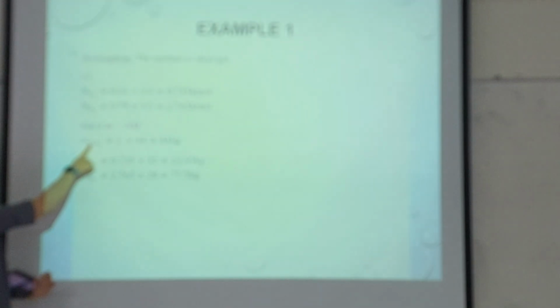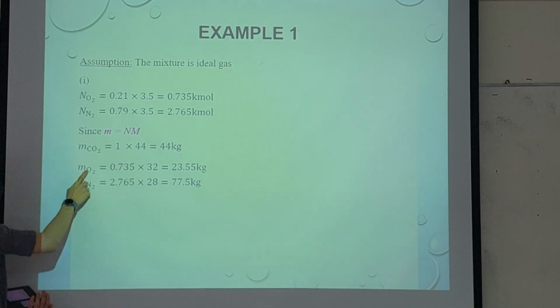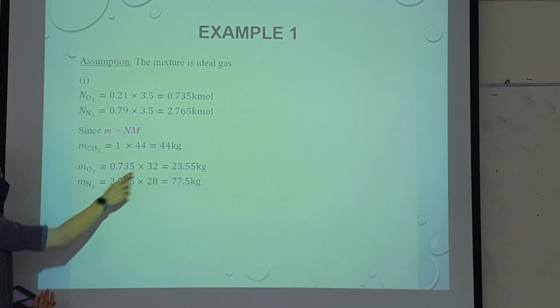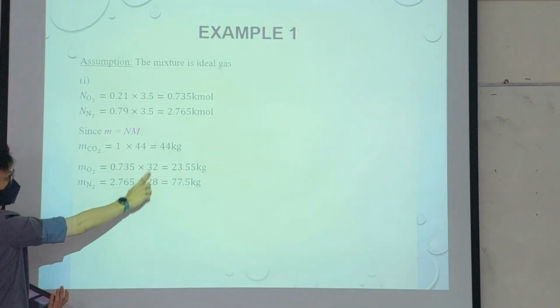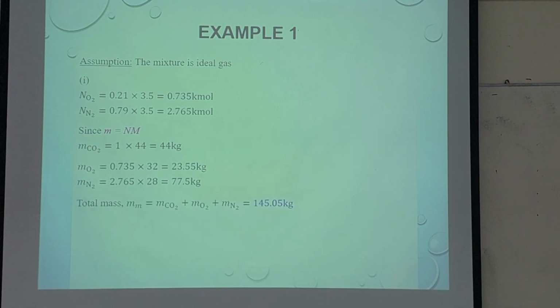So carbon dioxide is 12 plus 32, so 44. Oxygen, 16 times 2, 32. Nitrogen, 14 times 2, 28. So then for the total mass, you just total them out.